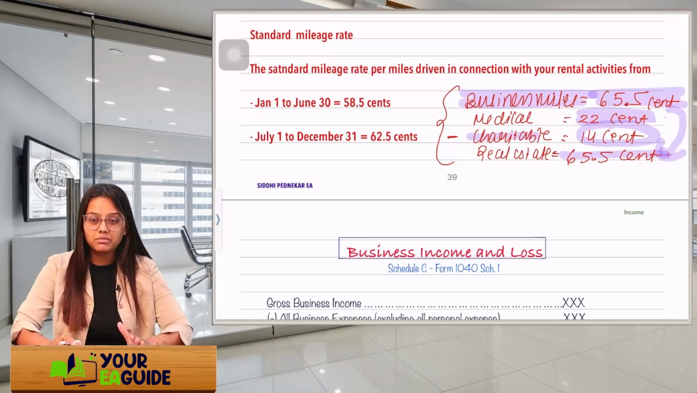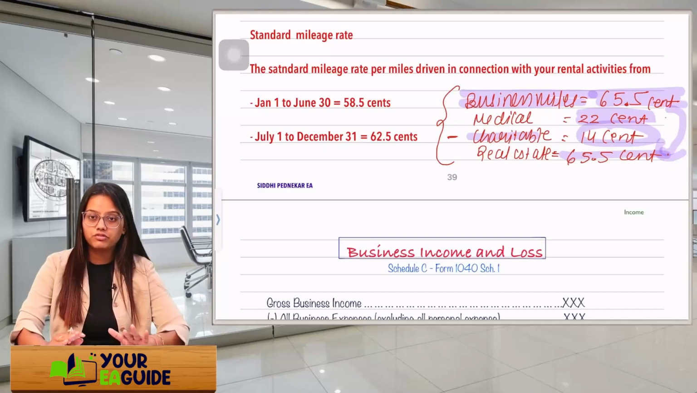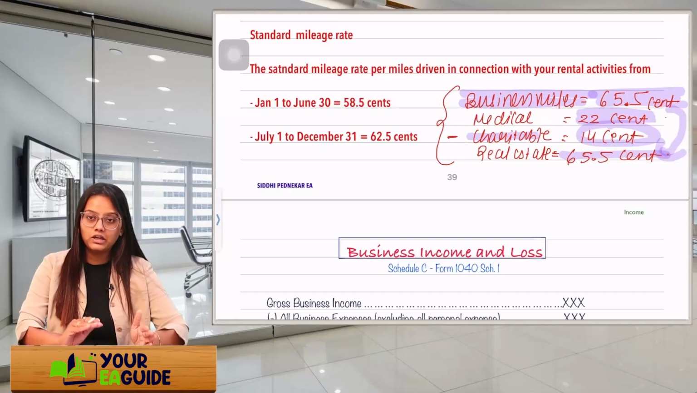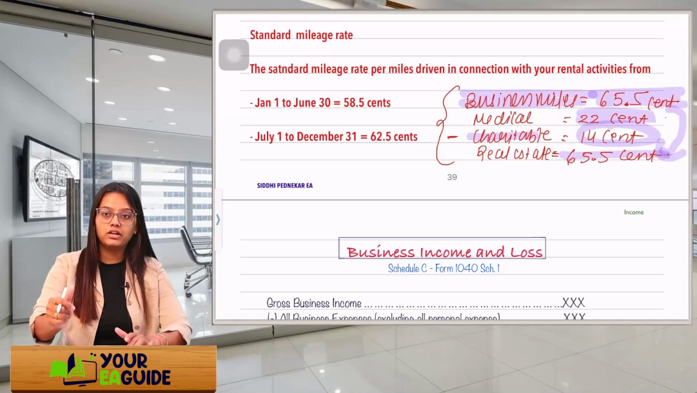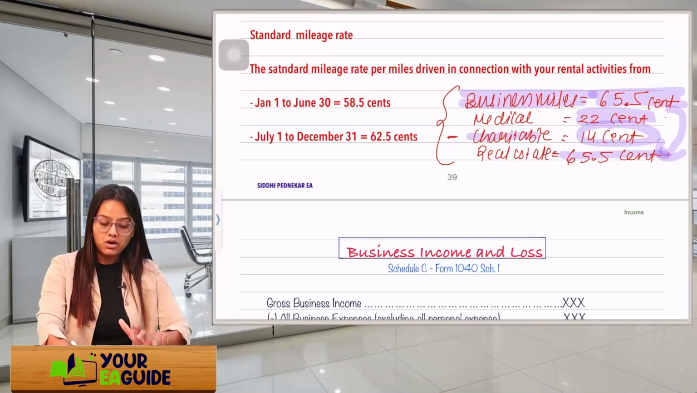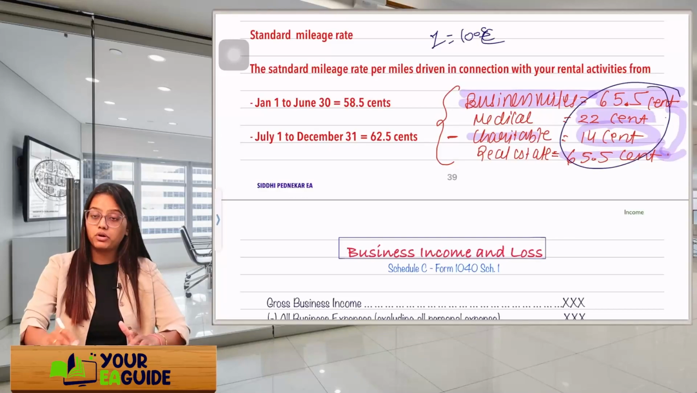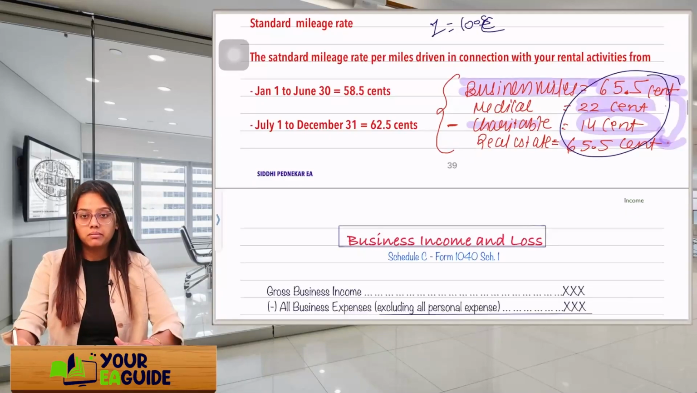Okay, what are these standard miles? I hope everyone knows. Instead of taking the actual deduction on your motor vehicle, you can go for the standard deduction based on the number of miles you have traveled, in cents. A dollar is 100 cents. So it's just like a percentage you can apply straight away on your mileage.